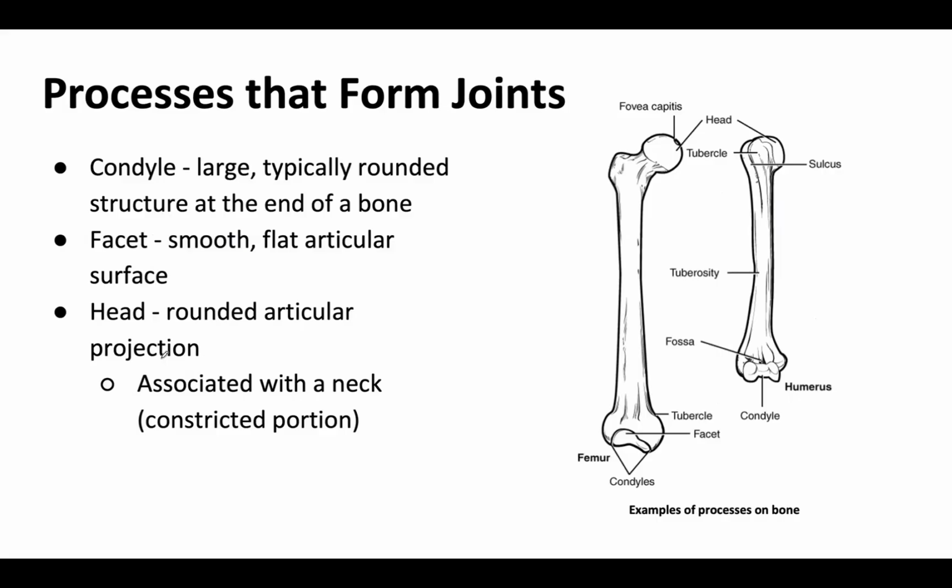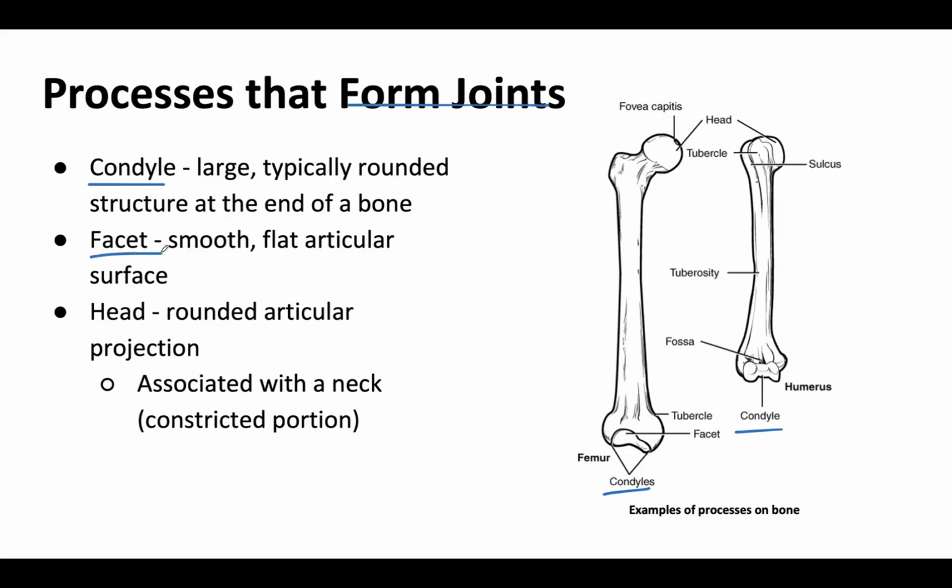Moving to processes, we will start with processes that form joints. Condyles are the most common of these. You have condyles on the humerus as well as the femur and the tibia. These are typically large and rounded, although there are some examples that are more convex, such as the condyles of the tibia, and these are found on the ends of bones.